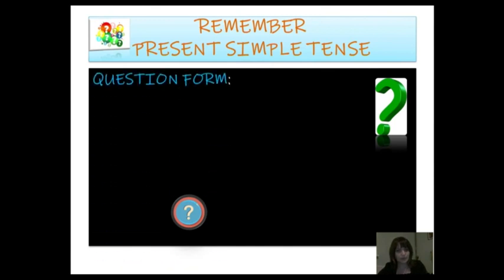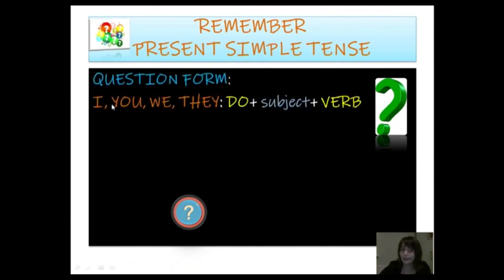How do we make questions? Well, again, when we have I, you, we, or they, we start the question with do, then we have the subject plus verb. Kada želimo da napravimo upitan oblik za ova lica, pitanje počinjemo sa do, pa onda subjekat, znači ko to vrši radnju, i onda glagol. For example, do you watch Netflix? Da li ti gledaš Netflix?